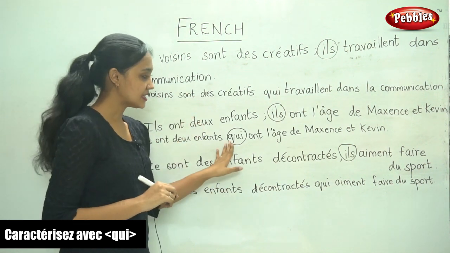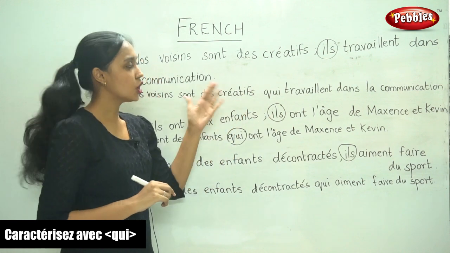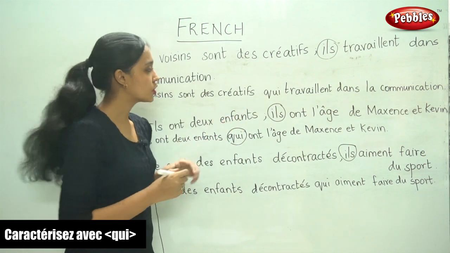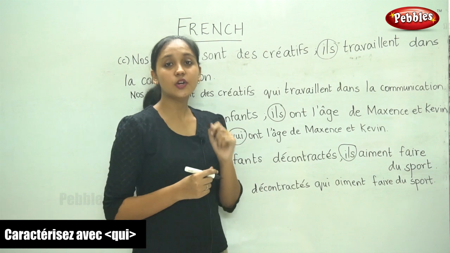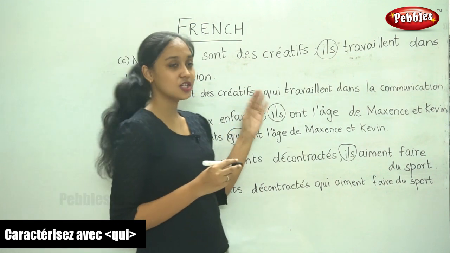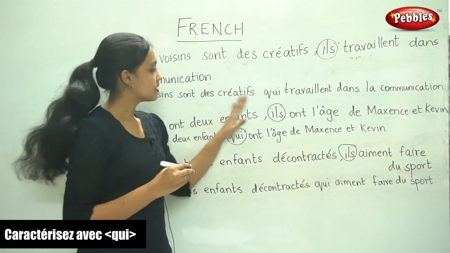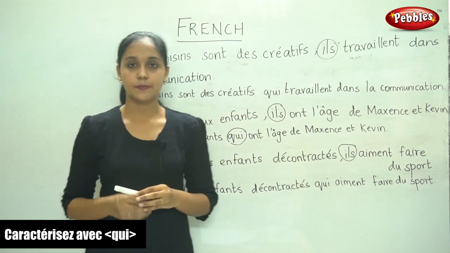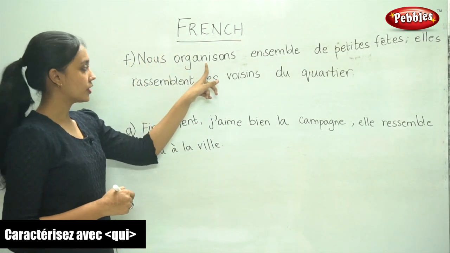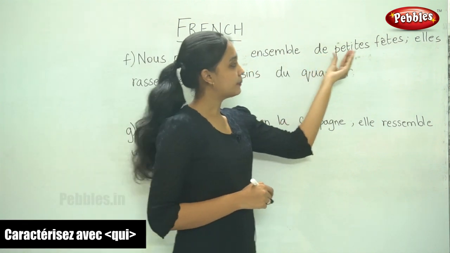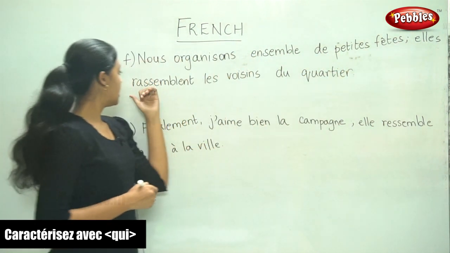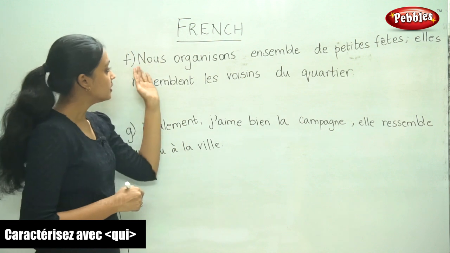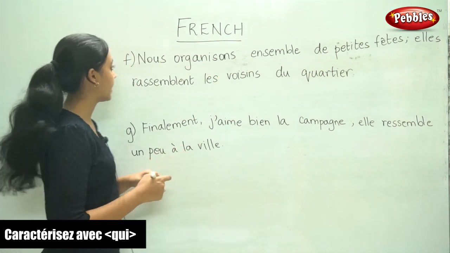So, by doing this, it is very simple and it is almost the same for all the sentences. But the meaning, you should remember that qui is not the question word here. It doesn't mean that it is a question. It is a word used to characterize, to relate two sentences. Now the next sentence. Nous organisons ensemble de petites fêtes. Elles rassemblent les voisins de quartier. So now again, the first sentence remains the same.